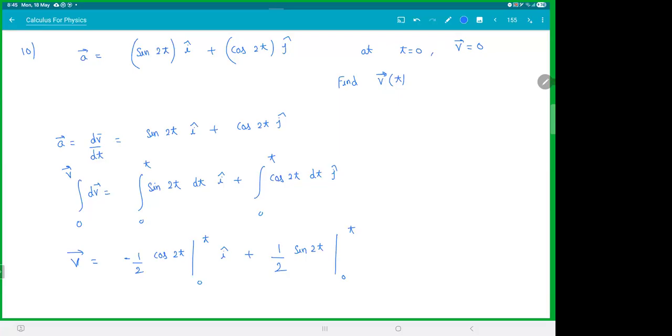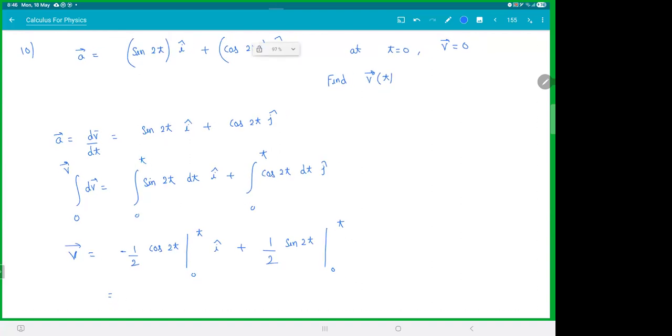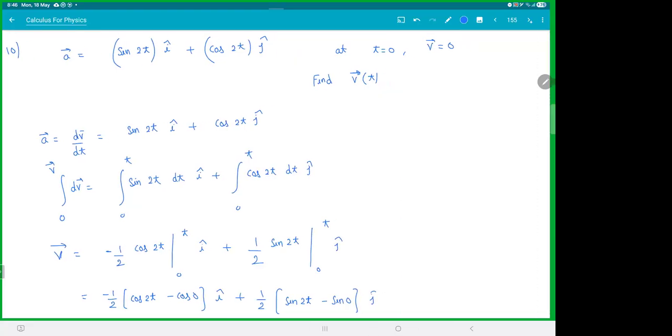Another common mistake is here. Cos 0 is not 0. Cos 0 is 1. That is a mistake people do. Not a tough thing, but it happens in a flow, right? When you're in a hurry, people do that mistake. So this would be cos 2t, and when you put cos 0, in j cap. So your final answer would look something like this. Half into 1 minus cos 2t i cap.